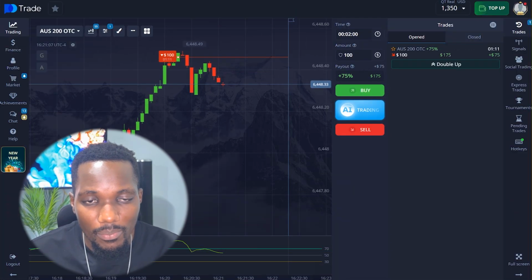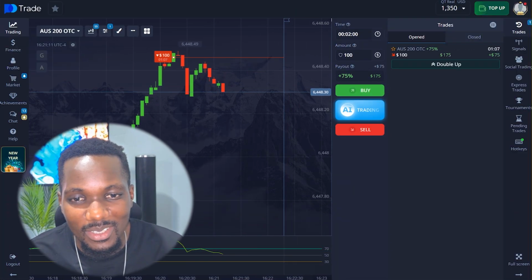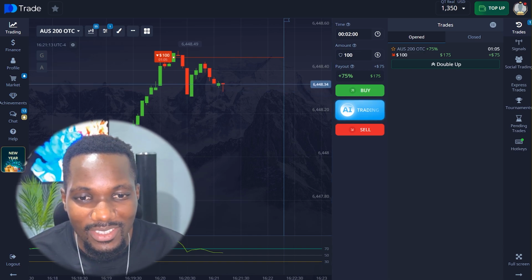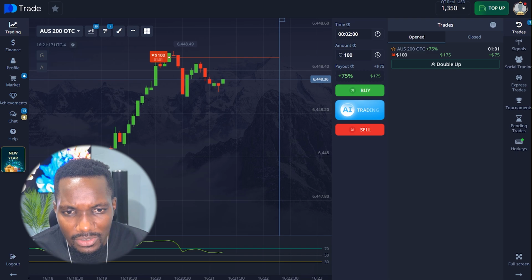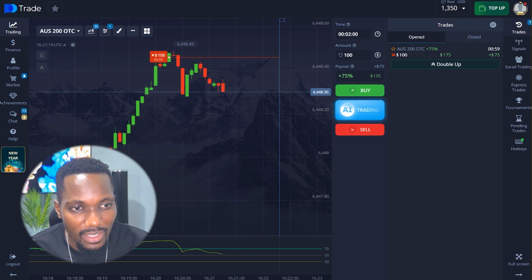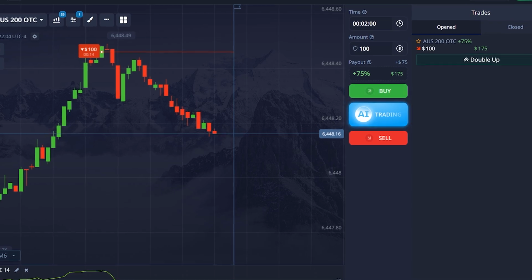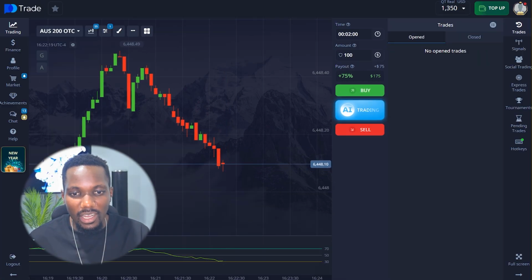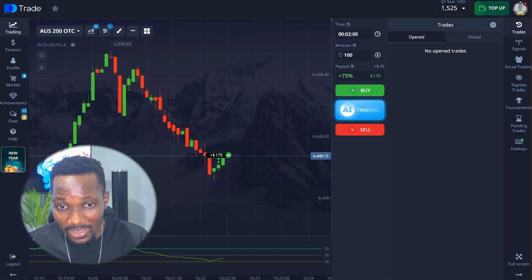I just hope it ranges and doesn't go above my entry price, because if it goes above my entry price, it would have been a risky trade and might end up in a loss. So let me see how this trade goes by the end of the next 1 minute. All right, 1 minute to go. It's another profitable trade. So those are 7 trades in a row, and all the trades are winning.